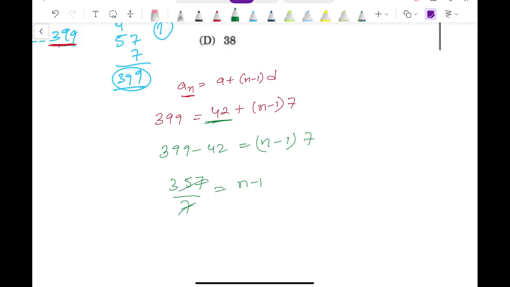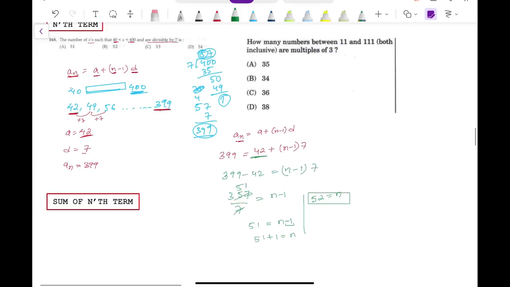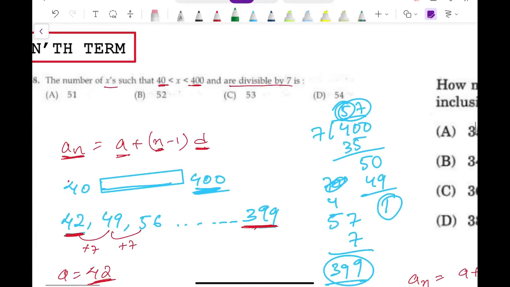So 7 5s are 35, 7 1s are 7. So 51 is equal to N minus 1. So 51, if I transfer this minus 1 to the other side, it will be plus 1, which is equal to N. So 51 plus 1 is nothing but 52. So N value here is 52. Do we have the option 52? Yes. So the answer here is 52.